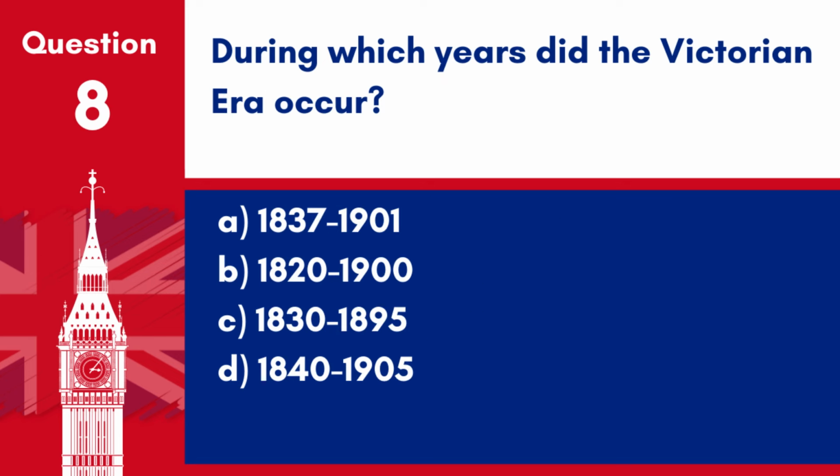Question 8. During which years did the Victorian era occur? A. 1837 to 1901. B. 1820 to 1900. C. 1830 to 1895. D. 1840 to 1905. Answer: A. 1837 to 1901. The Victorian era spanned from 1837 to 1901 during the reign of Queen Victoria.